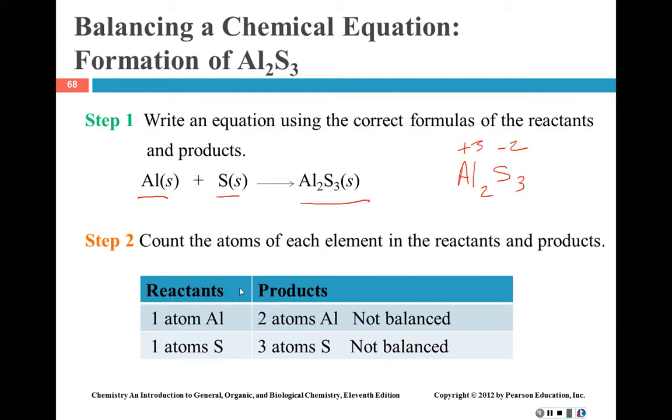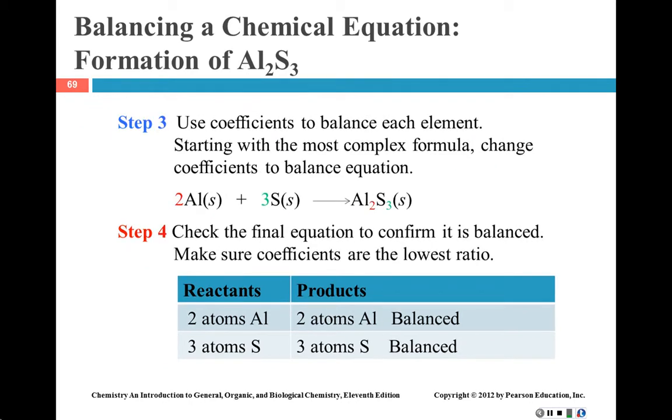Okay. These are solids and they're reacting to produce a solid. So what you do is you look on the reactant side and you say I've got 1 aluminum and 1 sulfur. But on the product side I've got 2 aluminums and 3 sulfurs. So this is not balanced and this will not work. And so I've got to figure out what to do. So I'm going to use coefficients.